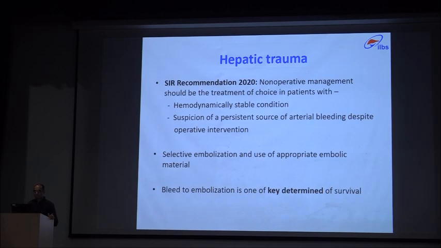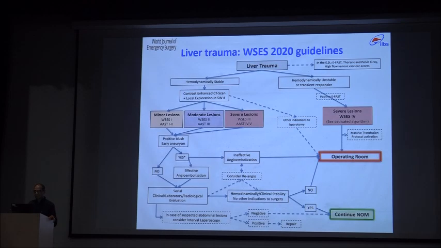According to some Society of Interventional Radiology guidelines, non-operative management should be the treatment of choice in patients who are hemodynamically stable after liver trauma, or if persistent bleeding is seen even after surgery. This guideline also recommends that we should always do selective embolization to prevent complications, and the bleed-to-embolization time should be short because it is the key determinant of survival. This is the World Journal of Emergency Surgery society guideline.